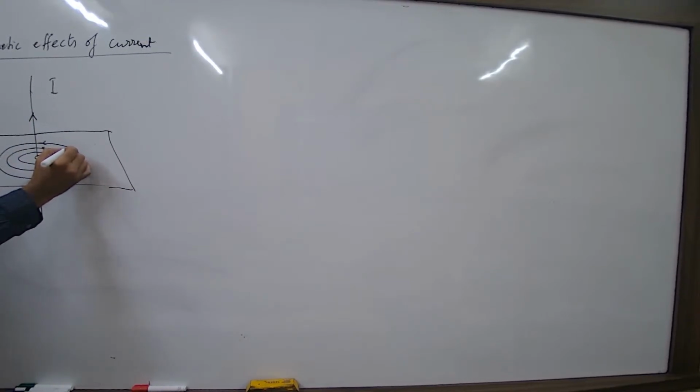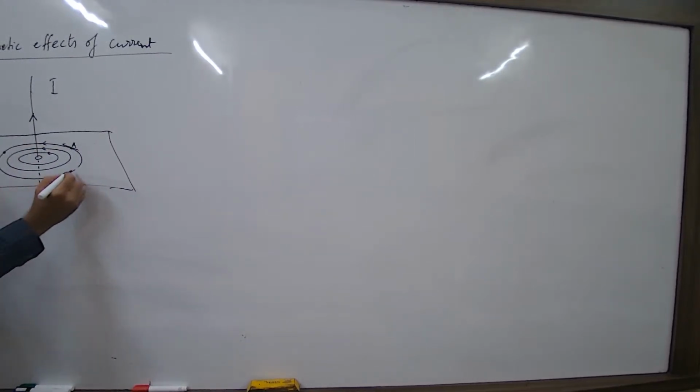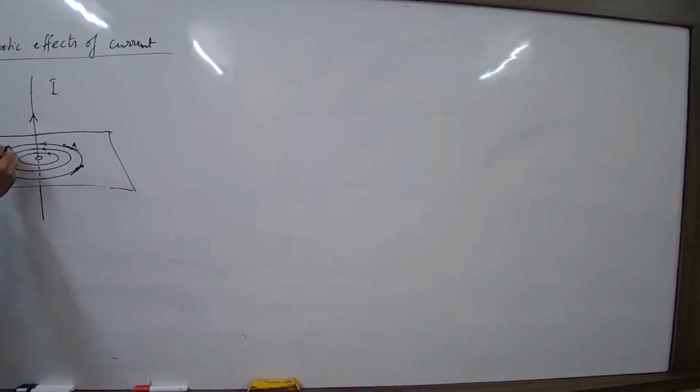Now, at any point, what is the direction of the field? We know it is anti-clockwise, right? So at this point A, you draw a tangent, and the direction is along the tangent. What is the direction here? You draw the tangent there also. So this is the direction. What about here? Along the tangent, this way. Got it? So at any point, these are concentric circles.